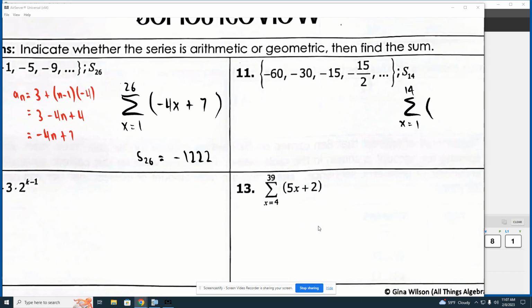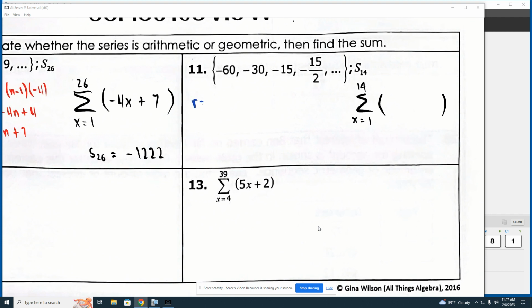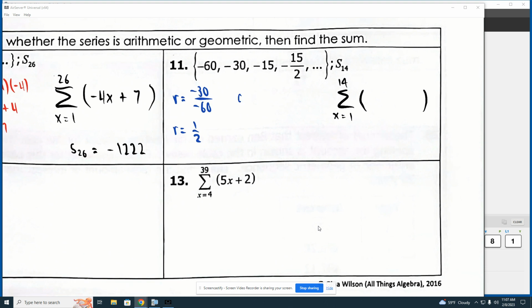I look at this problem and I think, well, it's getting half the size, right? That's not arithmetic, that's geometric, so I check it. I check to see if it has a common ratio. That's what I think it is, that's what I'm going to go with. So negative 30 divided by negative 60, right? Second term divided by first term is 1/2. Sure enough, that's what's happening. Every time it's getting half the size. It's multiplying by 1/2. So my equation for this geometric sequence is negative 60 times 1/2 to the n minus 1 power.